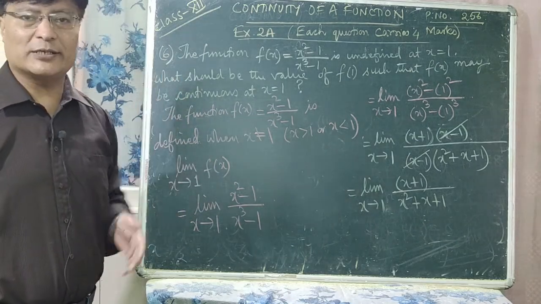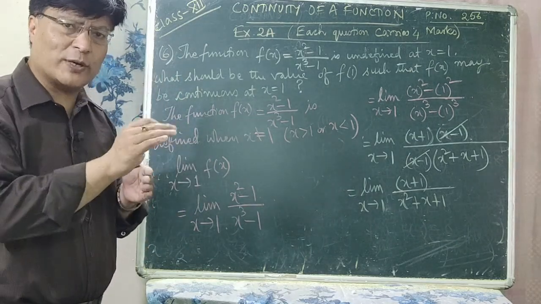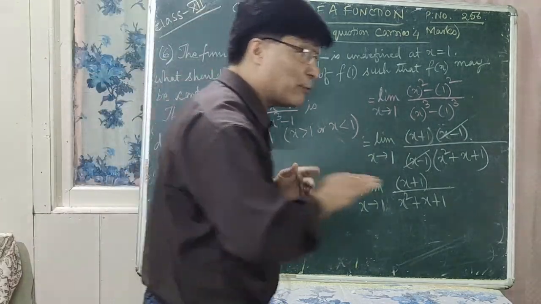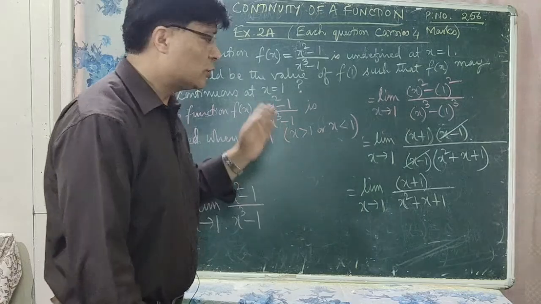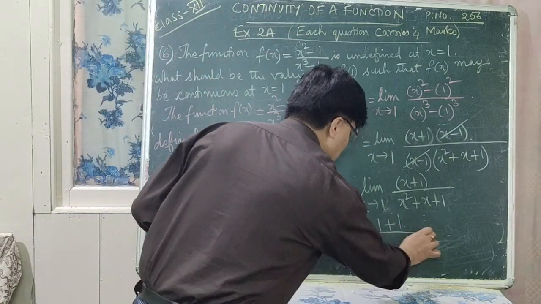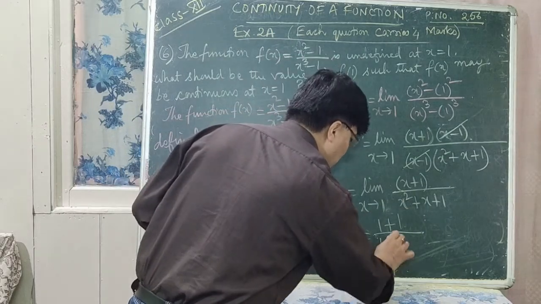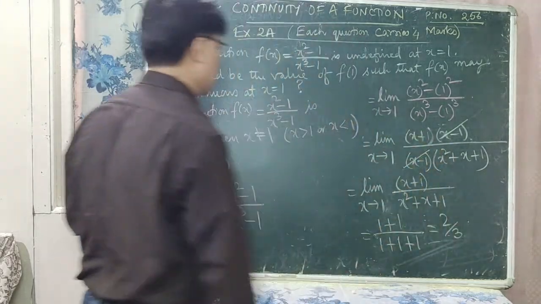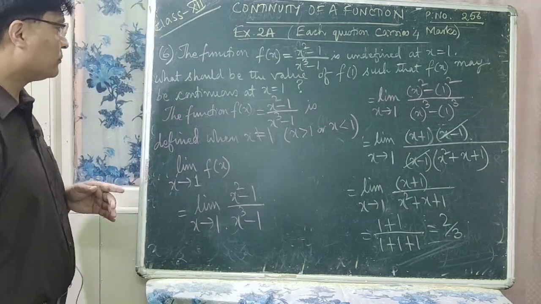Now you can put x is equal to 1 here. X is approaching towards 1 from the left hand side or from the right hand side. That means it is approaching towards 1, right? So we can put x is equal to 1 in this case. So 1 plus 1 divided by, what is 1 square? 1 plus 1 plus 1, which is equal to 2 by 3.